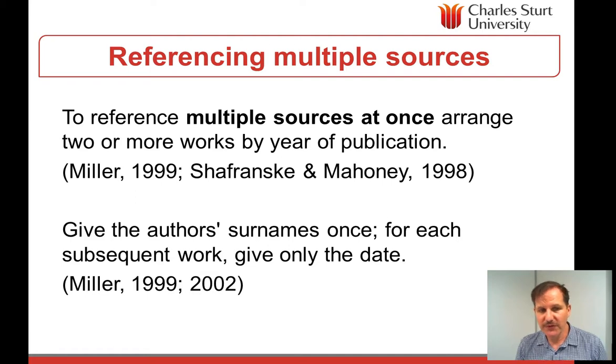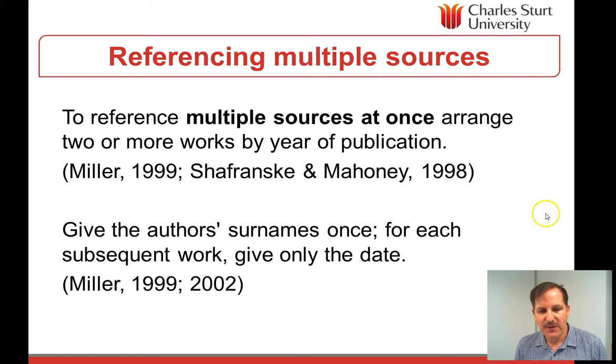Referencing multiple sources. To reference multiple sources at once, arrange two or three works by year of publication, i.e. Miller 1999, Shafraski and Mahoney 1998. So there are two works here, and one has two authors and the other has one author.